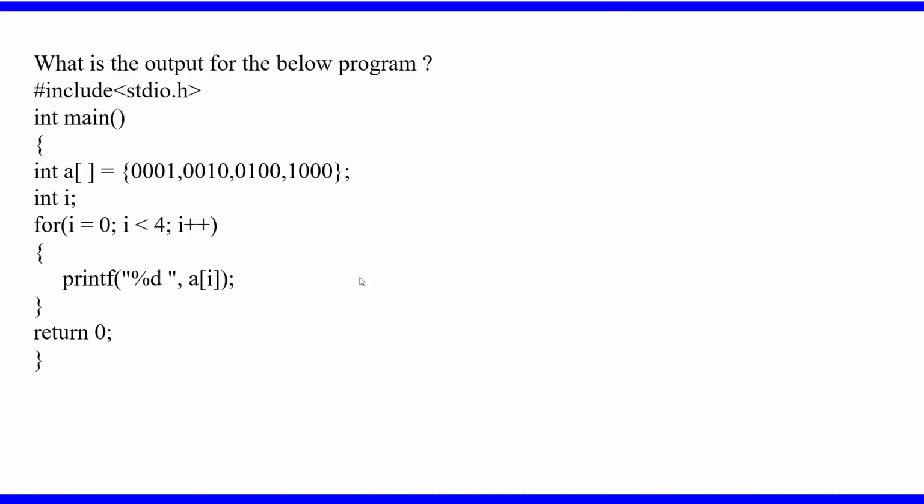Integer a array is equal to 0001, 0010, 0100, 1000. In a for loop, I am printing those values directly, nothing else I am doing. What will be the output? Any guess of the answer?